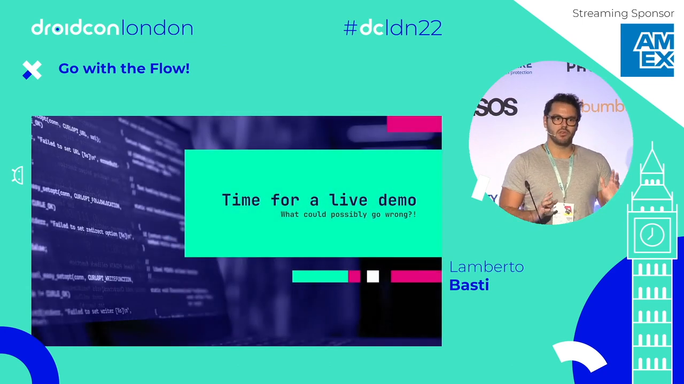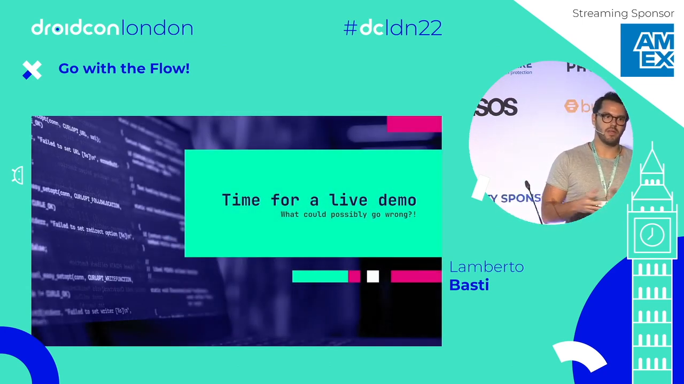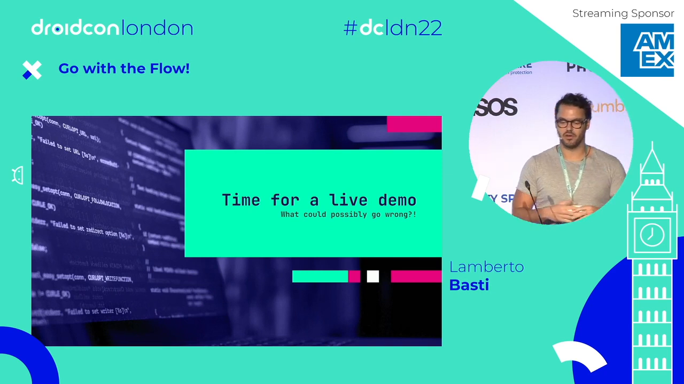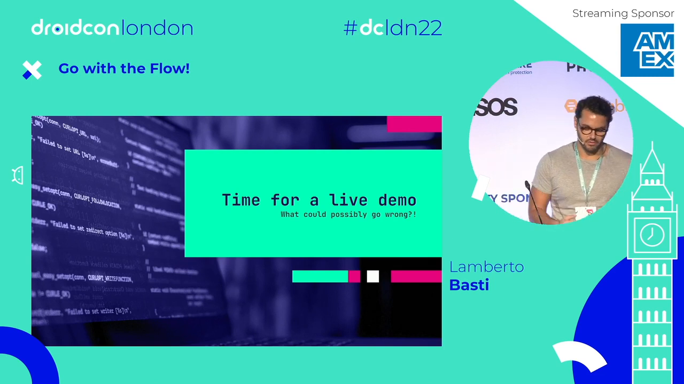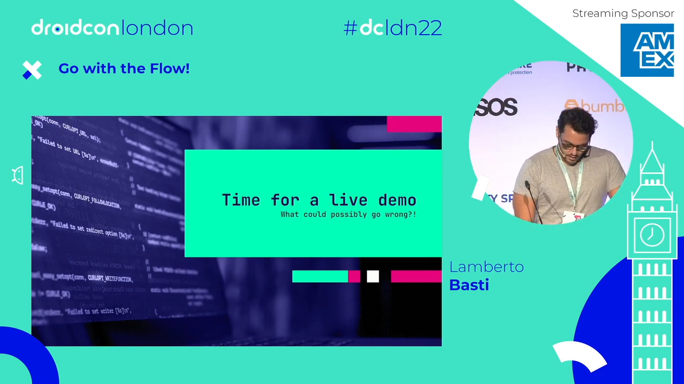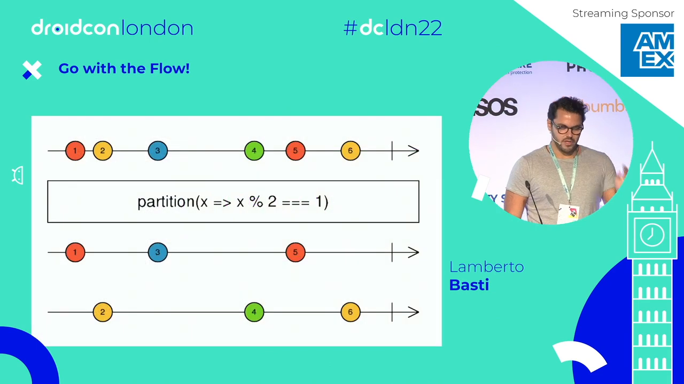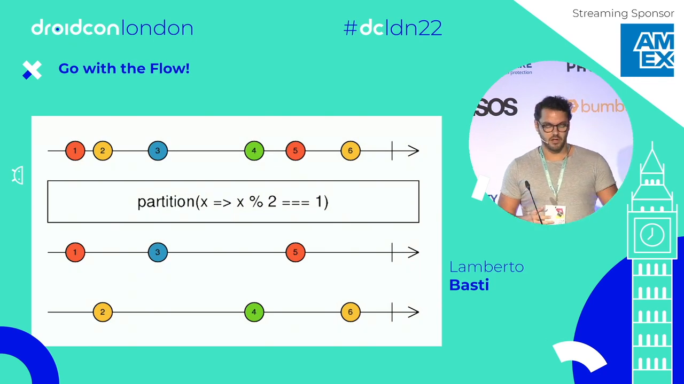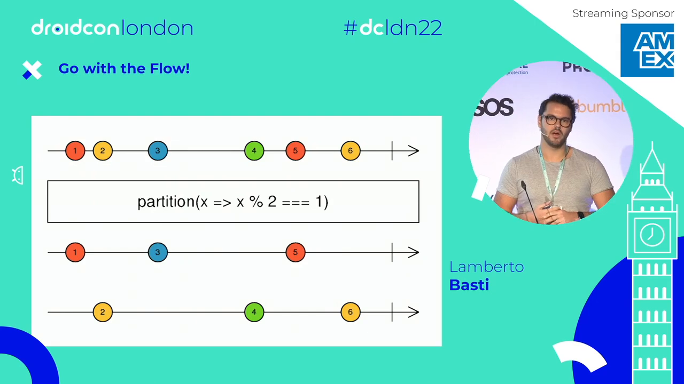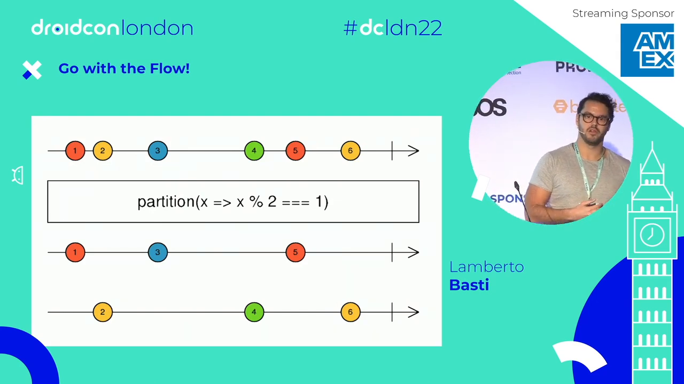So I'd like to show you a little bit how to implement some operators that already exist in the Rx world, and how to do it with flows and coroutines. The first operator I want to show you is called partition. This operator is pretty simple. It's not even available in RxJava because it's literally just a filter, but I want to show you how to implement this operator with coroutines flow.